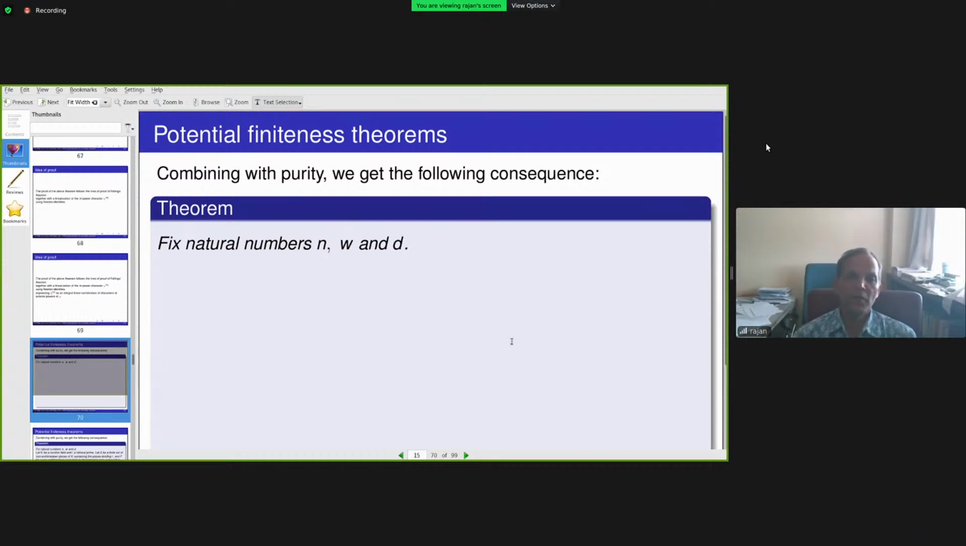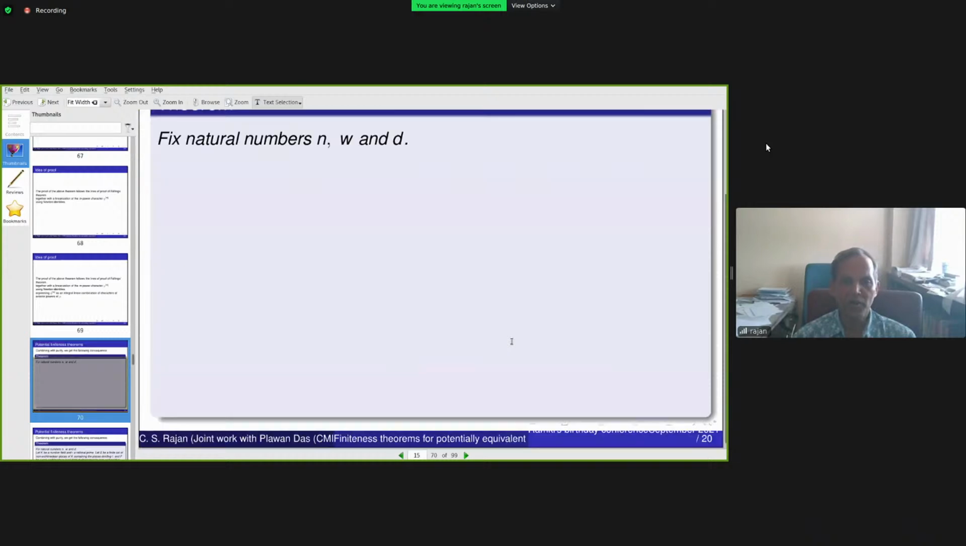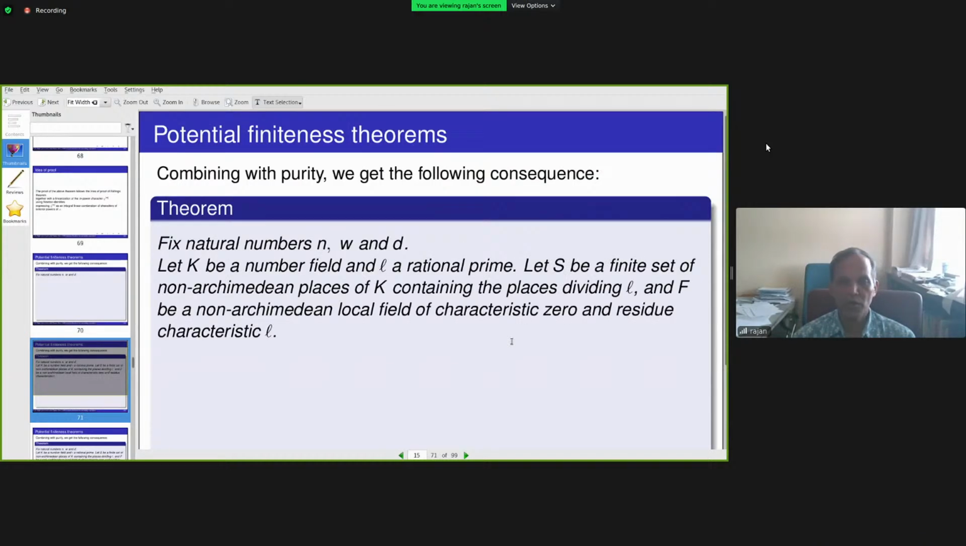So combining with purity, we get the following consequences. You fix some natural numbers n, w, and d, and then you are looking at K a number field, and L a rational prime. S is a finite set of non-Archimedean places of K containing the places above L, and F is whatever is the same.